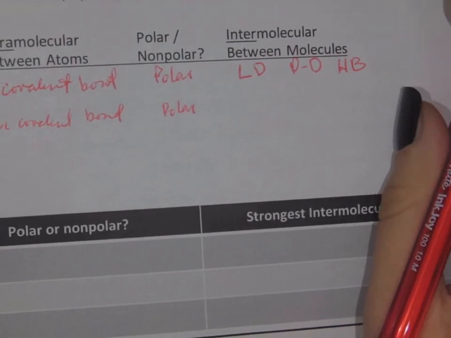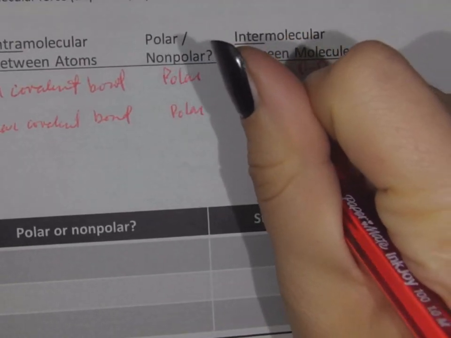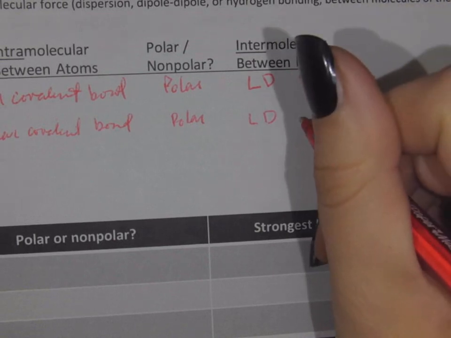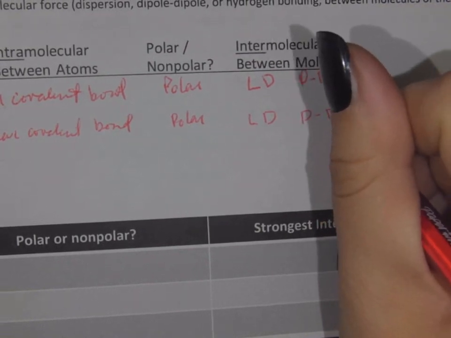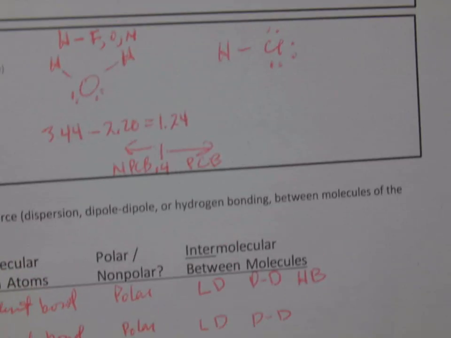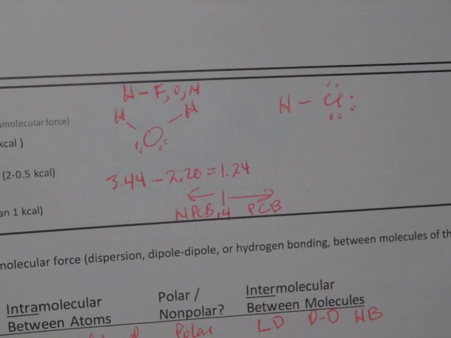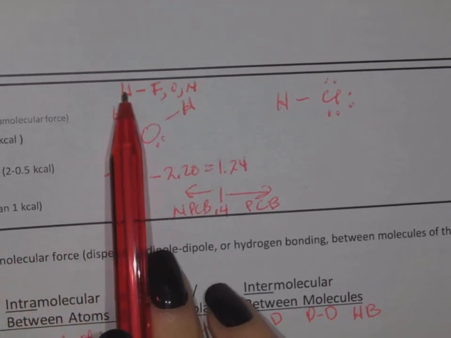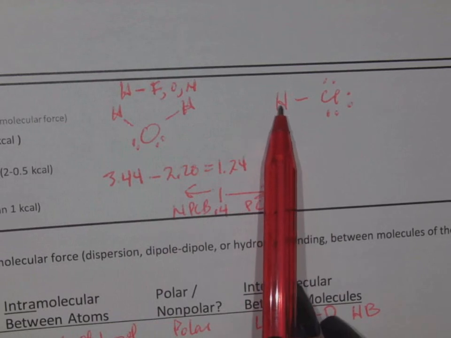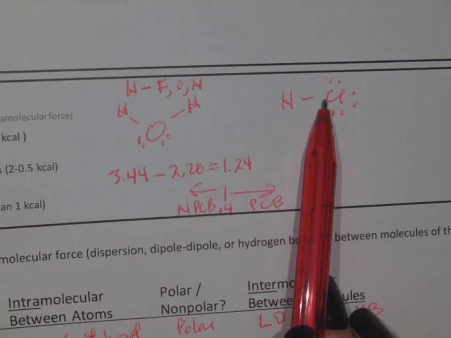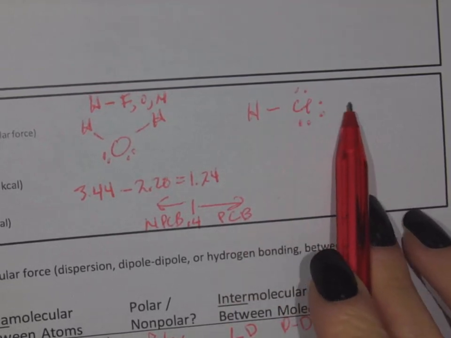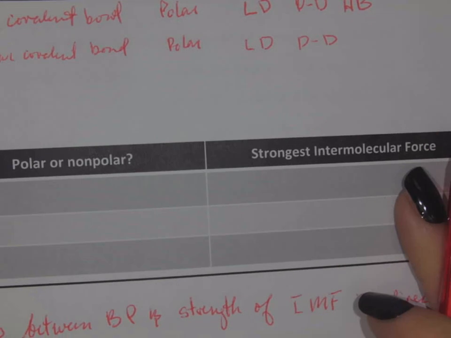All molecules experience London dispersion as an IMF. Polar molecules like HCl have dipole-dipole. But HCl is not hydrogen bonding. And the reason why is because, yes, it does have a hydrogen, but it is not bonded to fluorine, oxygen, or nitrogen. So since hydrogen is not bonded to one of those 3, then in between this molecule and another molecule of HCl, it does not have hydrogen bonding.